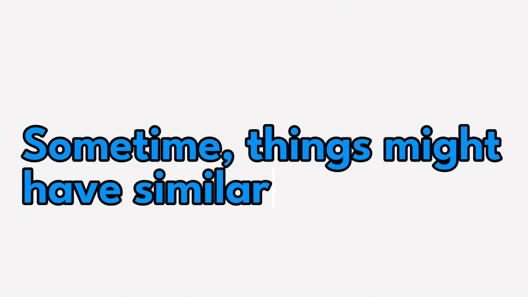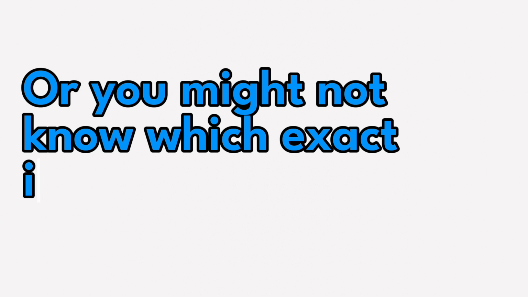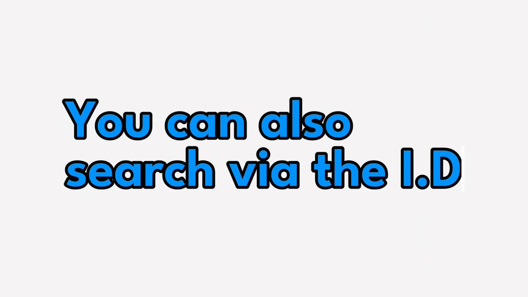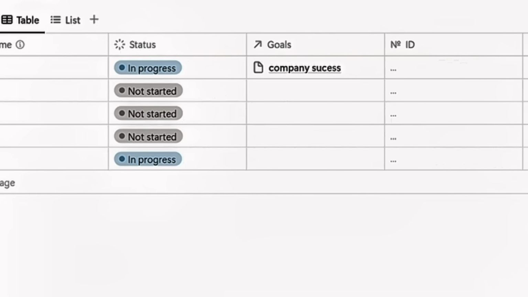Sometimes things might have similar names, or you might not know exactly which item or which page someone is referring to. You can now just reference the unique ID instead. You can also search via the ID. So if I want number 5, it's going to bring up that one.